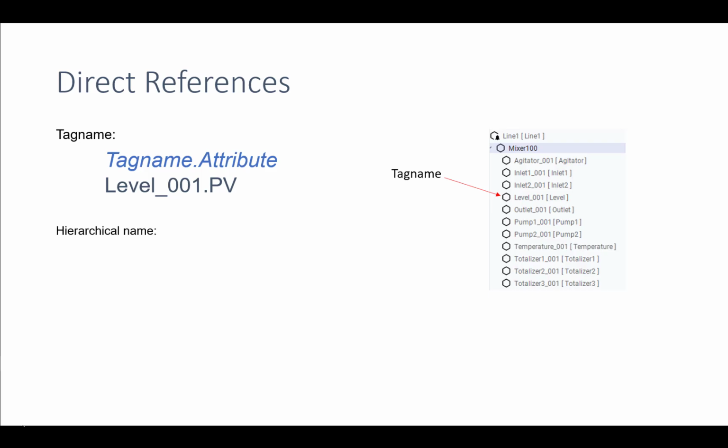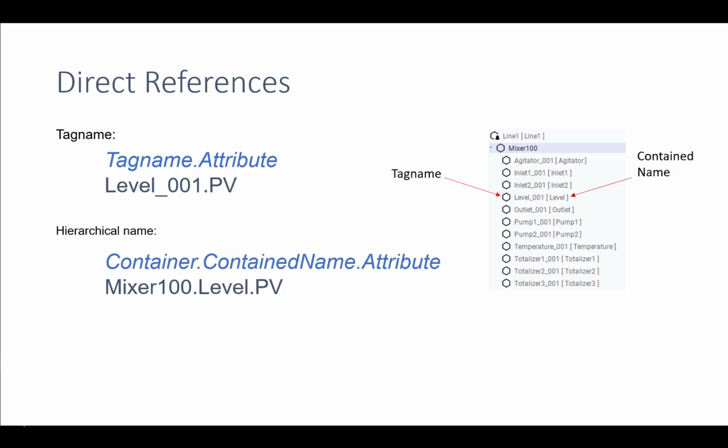The other usage is the hierarchical name. When an object is contained in another, such as level 1 being part of Mixer 100, it gets a second name, the contained name, that is usually determined when the instance is created. A reference in this form would be container.containName.attribute, or in this case, Mixer100.level.pv.